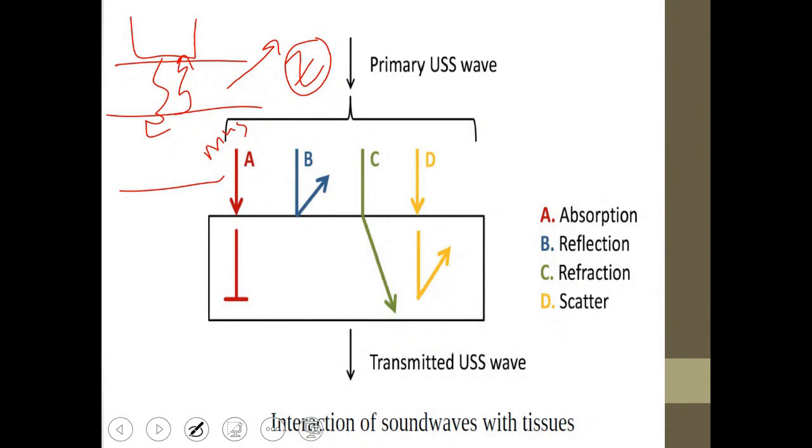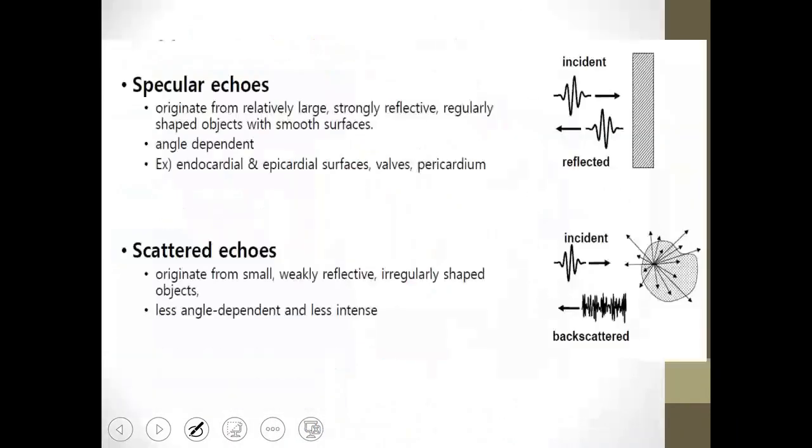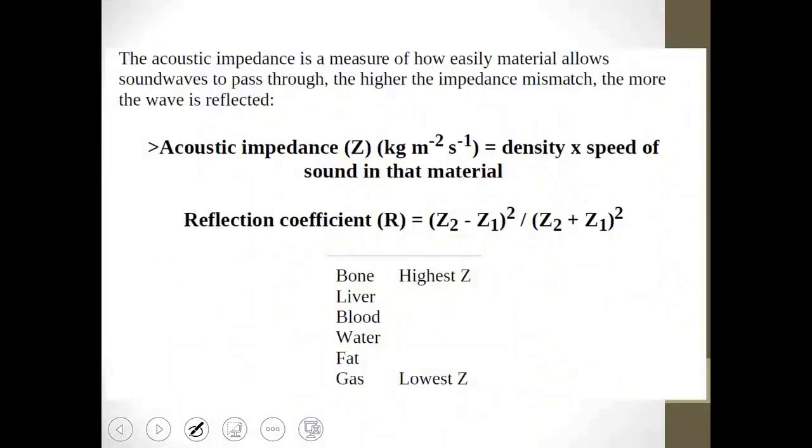The strength of this reflection depends on the difference in impedance between the two tissues present. The greater the impedance difference, the greater the reflection intensity, similar to what happens in a regular echo. Impedance is defined as density multiplied by the speed of sound, meaning it depends on the density and the speed of sound within that material. The reflection that occurs depends on the square of the difference in acoustic impedance between the two materials, divided by the square of the sum of the impedances of the second material and the first material. The highest impedance is found in bone, while the lowest impedance is found in gas.